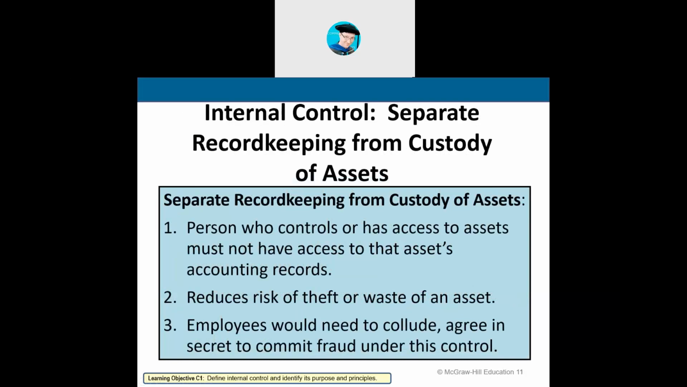Second, record keeping. Someone who controls the asset should not have the same control of the accounting records. In other words, if you are the person counting the cash, you should not be the same person entering the receipts into the accounting system. Because you can easily defraud it that way. You can just change the numbers on both sides. That's why it's important to have 2 different people. It reduces the risk of theft or waste, and it prevents employees from colluding to agree to commit fraud.